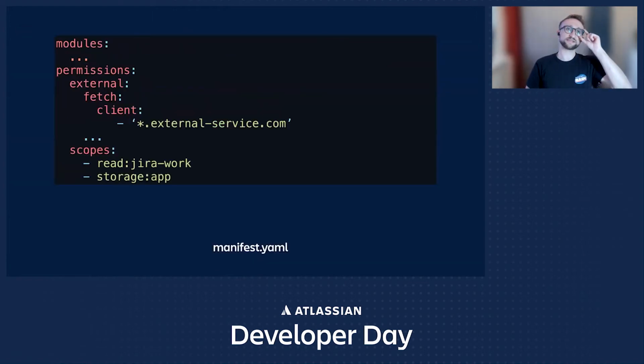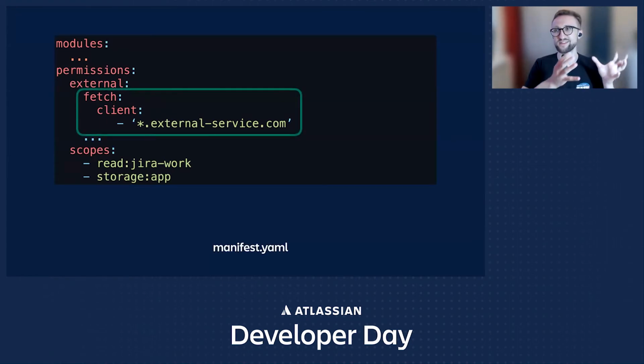So as previously, we have to add the entry in manifest YAML under the permissions external field. This time it is fetch client with whitelisted URLs. You can also, as you see, use the wildcard here. So those were our external resources permission. But what are other ways that something can sneak into our code?